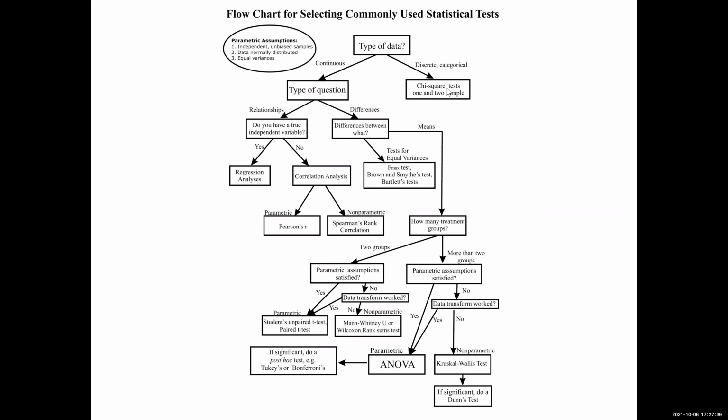We would use chi-square test. We have not talked about this, but you can further explore it in Andy Field's book. If your data is continuous and the type of question is concerned with the relationship, and if you have a true independent variable here, we will use regression. If you do not have a true independent variable, you don't know which is dependent and which is independent, we will use correlation analysis. And then, again, we have parametric and non-parametric.